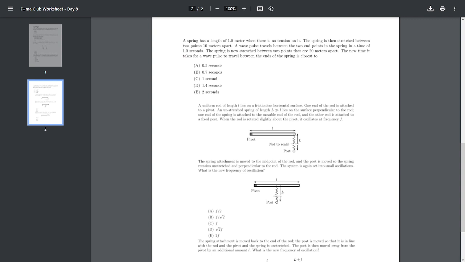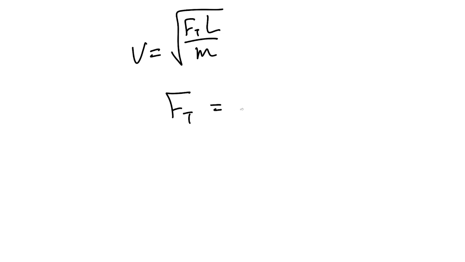All right, so let's take that original equation into account. V is equal to the square root of our tension force times our length divided by our mass. Our tension force just follows Hooke's law, so we can just say kx. The negative doesn't really matter here. So that means that our velocity is equal to the square root of kxL divided by m.